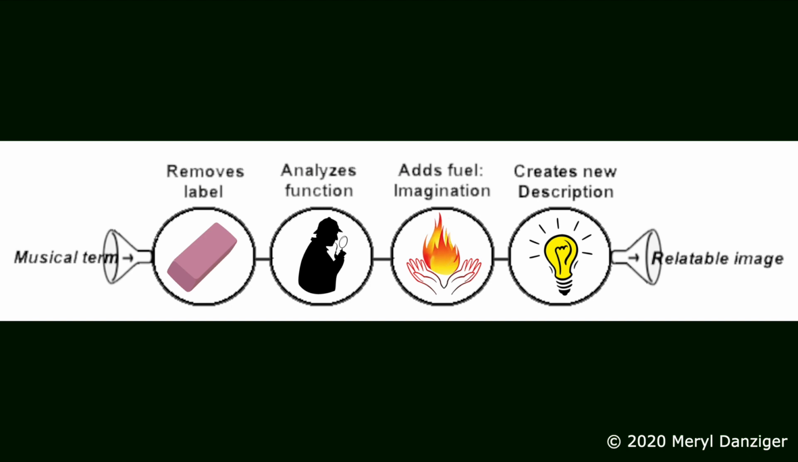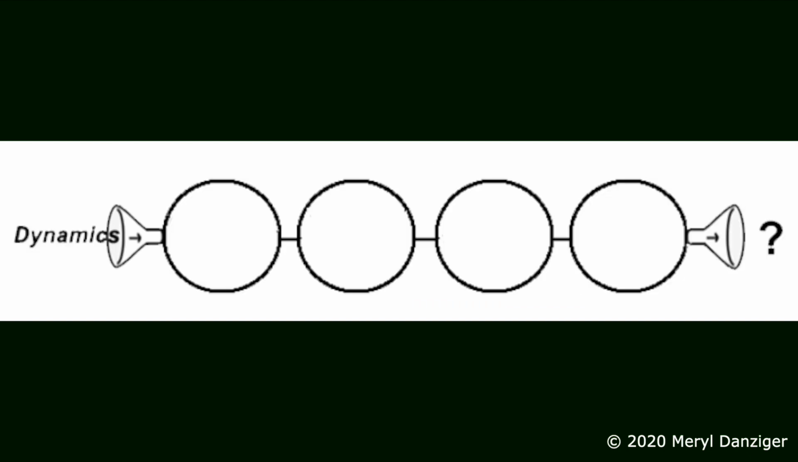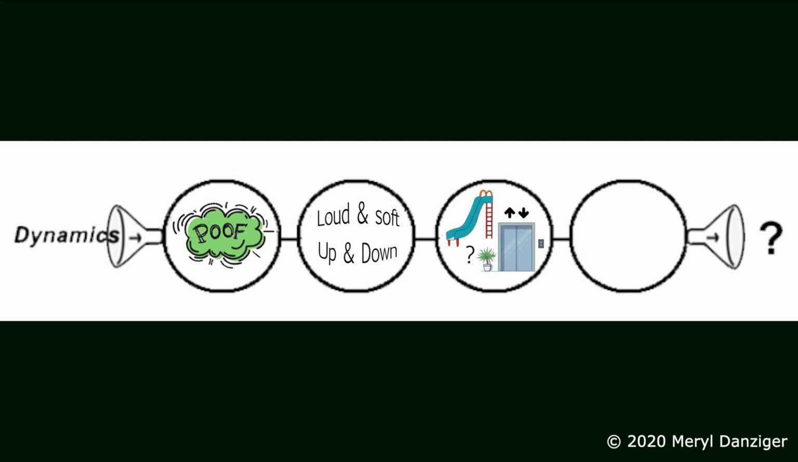Let's try it out with the term dynamics. In the first room, poof, the word dynamics is erased. In the second room, we analyze what is actually happening, playing louder or softer. Next room, we use our imagination. What is a different way to think of louder and softer? Those look kind of like, wait, let's see what my second graders came up with.